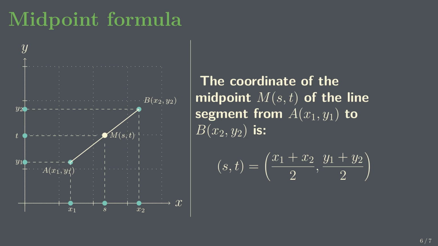And from geometry, we know that when we project A, M, and B to the y-axis, then we get 3 points with coordinates (0, y1), (0, t), and (0, y2). And because M is the midpoint of A and B, this point with y-coordinate t should be the midpoint of the other two, meaning that t is half of the sum of y1 and y2. And you can easily see that s is also the midpoint of the x-coordinates, meaning that the value of s is (x1 plus x2) over 2. Okay, so this is the formula for the midpoint between 2 points on the plane.